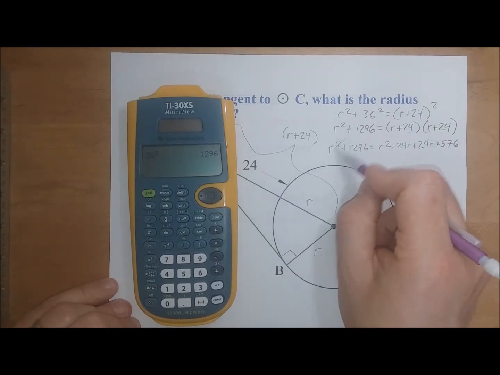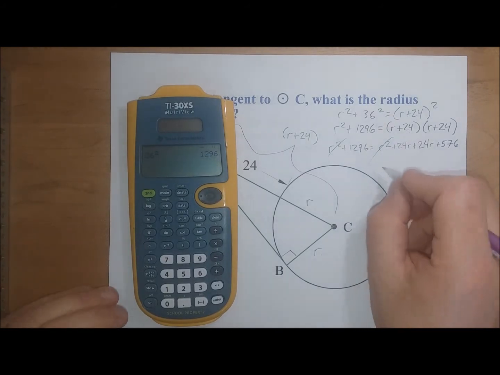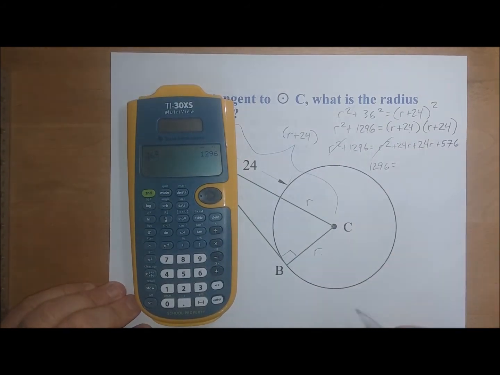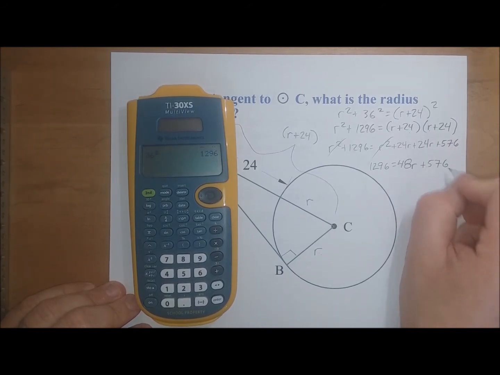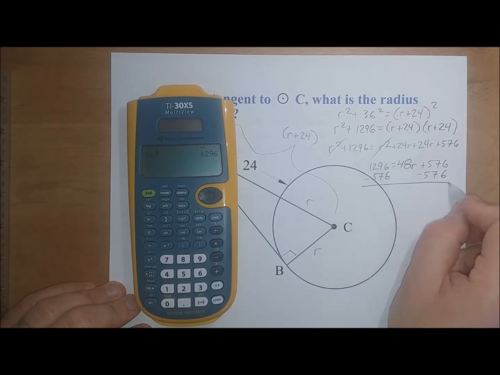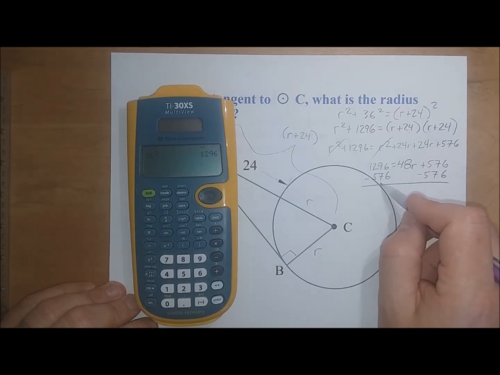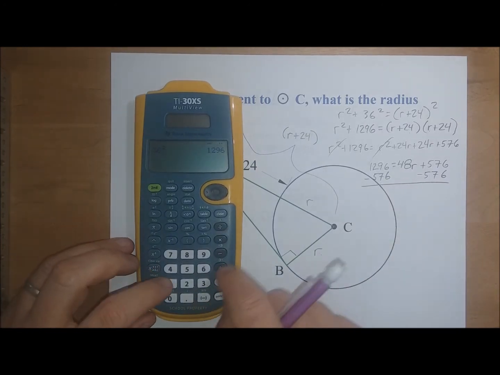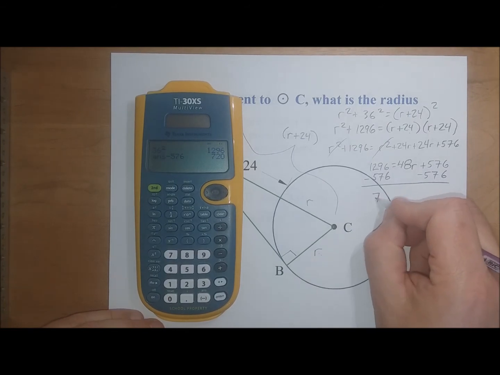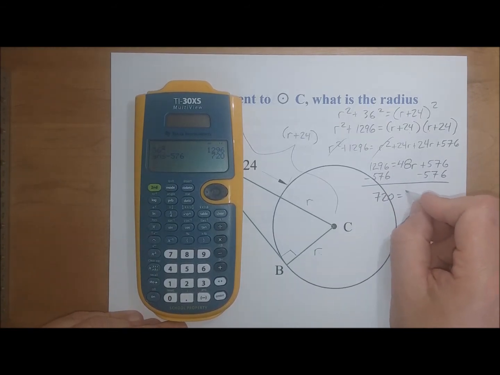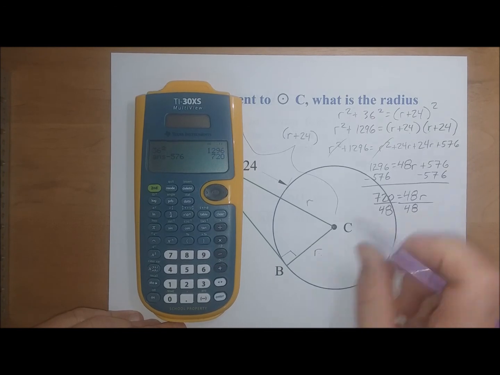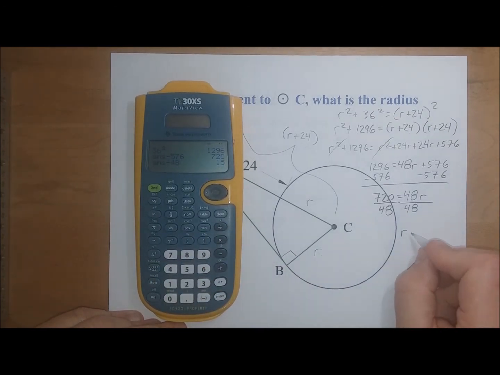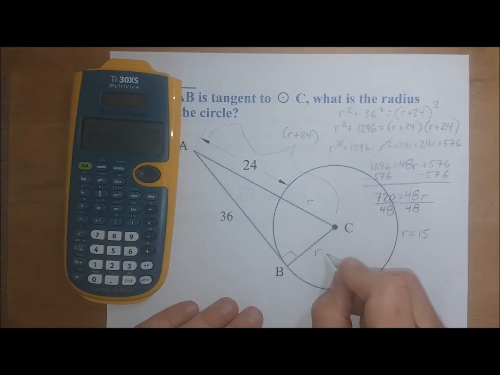Good. All right, well, the r squareds are going to take a hike on this one, right? And we're going to be left with, if we simplify, 1,296 equals, let's combine these like terms. We get 48r plus 576. Let's subtract 576 from both sides so that we can solve for r. And I believe we're going to be left with what, 600, is that 620? Is that right? 720, excuse me. It's a good thing I dropped back to my calculator there. 720 equals 48r. And let's go ahead and divide both sides by 48. So we end up with the radius of this circle is 15, okay?